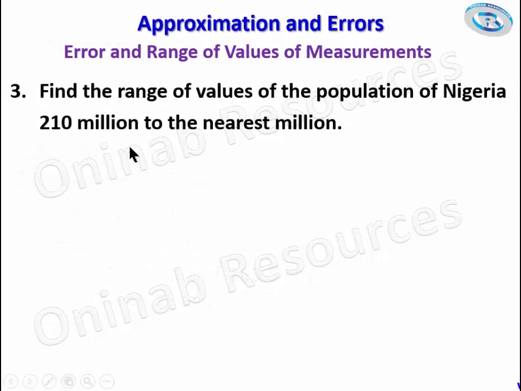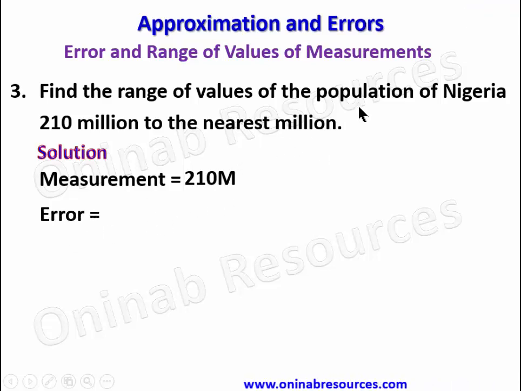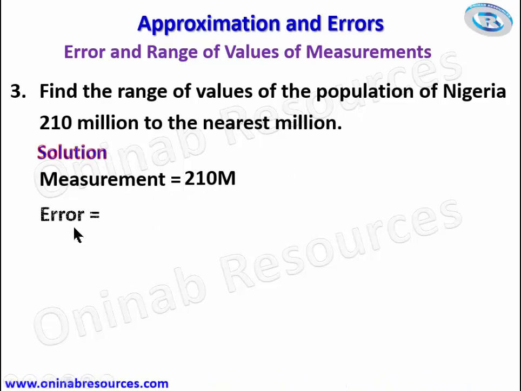For problem 3, we're to find the range of values of the population of Nigeria, 210 million to the nearest million. So we start with the solution, get our measurement. The approximated measurement is 210 million, and to the nearest million, the smallest million is 1 million. So we get our error from there. That is 1 million divided by 2. So the error is plus or minus 0.5 million.